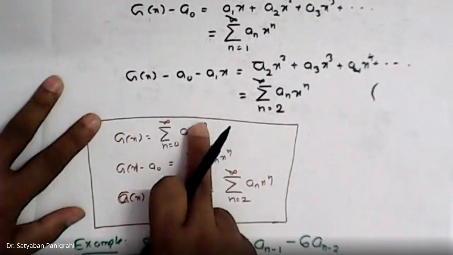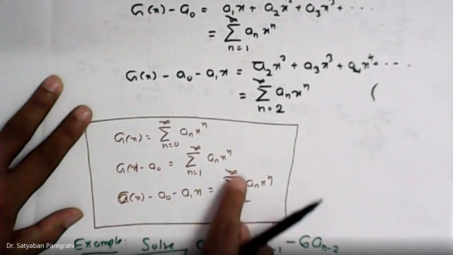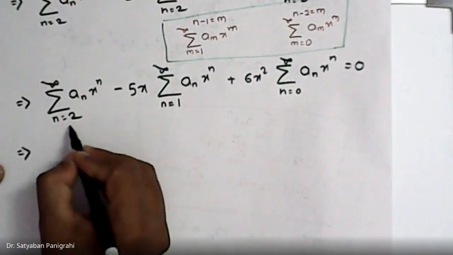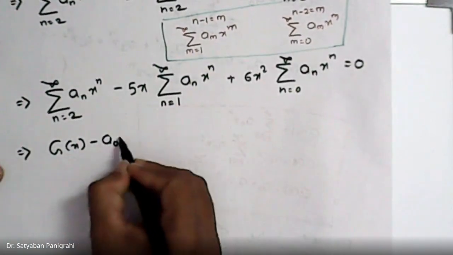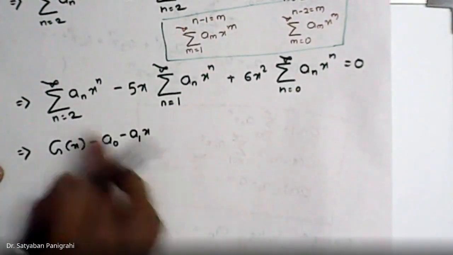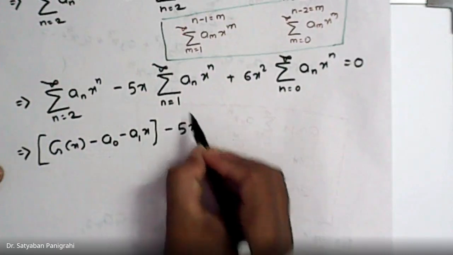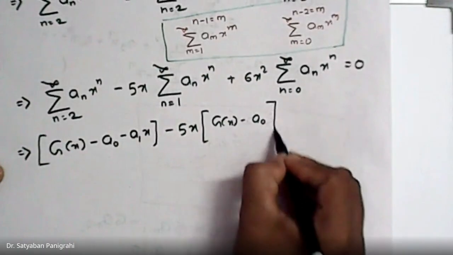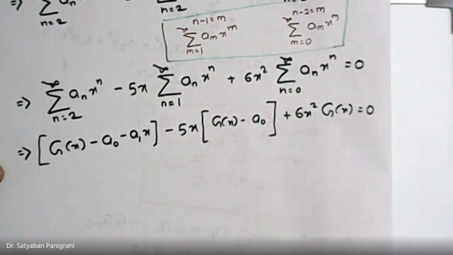Okay. Now, as we have got some certain terms, looking into my previous note, g(x) equal to summation n equal to 0 to infinity, g(x) minus a0 equal to summation 1 to infinity, and g(x) minus a0 minus a1x is summation n equal to 2 to infinity. So I want to represent this summation in terms of g. In place of summation n equal to 2 to infinity a_n x^n, what can I write? I can write g(x) minus a0 minus a1x. First, minus 5x. Here what can I write? I can write g(x) minus a0, and the third term 6x square. This is our g(x).